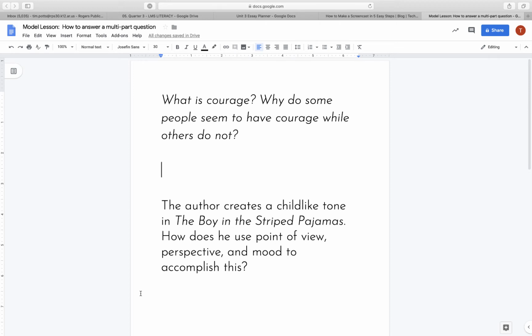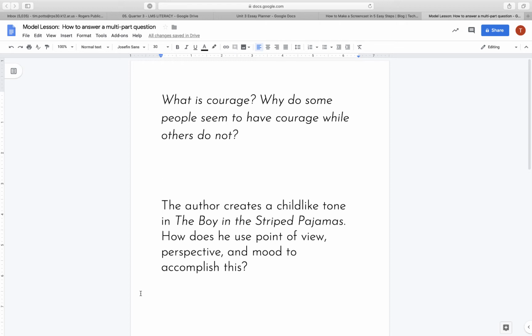But what about when there are two questions and a prompt? Well, I'm going to show you a tip on how to set up your answer so that it is organized, and then you can go back and really make it good. So here we go. This first prompt that we're looking at says, what is courage? And then there's a second question. Why do some people seem to have courage while others do not? So watch what I do. I'm going to address each question separately, but we're going to go through the RACE structure with each question.